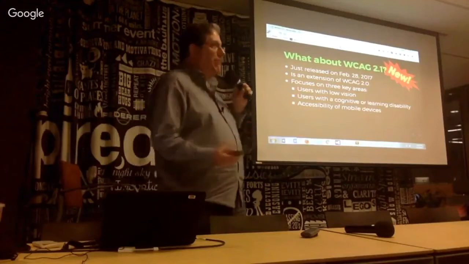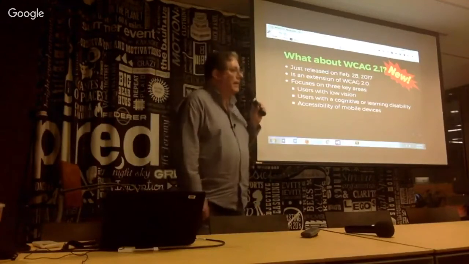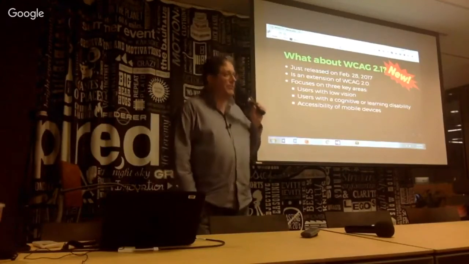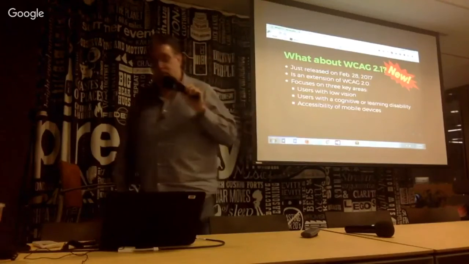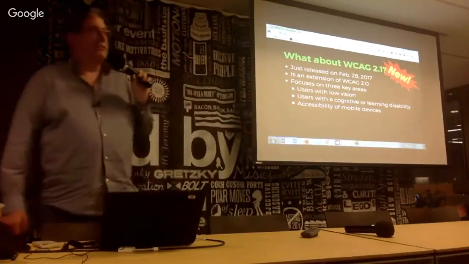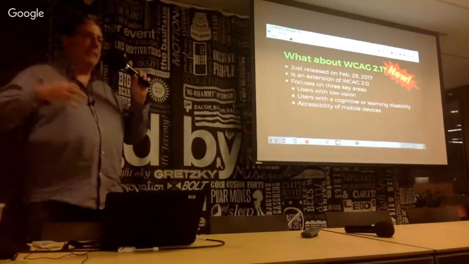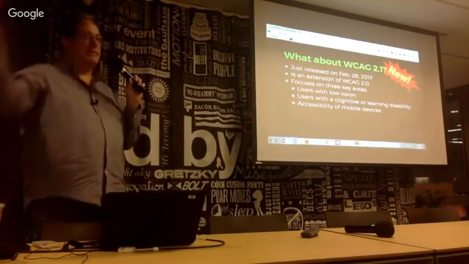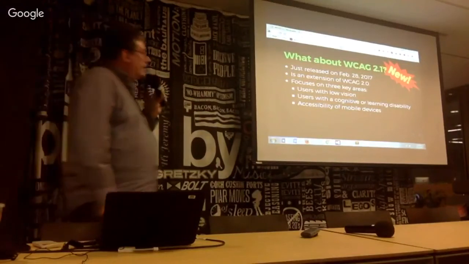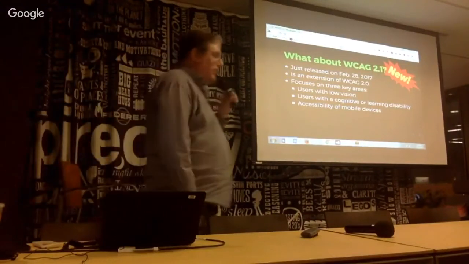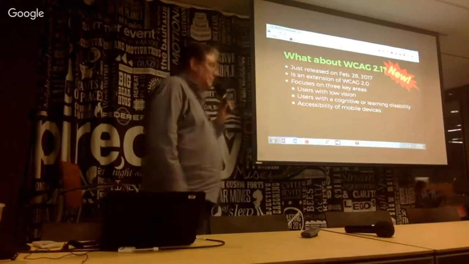WCAG 2.0 came out in 2008. Smartphones were just starting to catch on. So WCAG 2 really doesn't cover mobile at all. We've had to adapt it, you know, think about how does this apply to mobile. So WCAG 2.1 tries to start addressing some of those items.